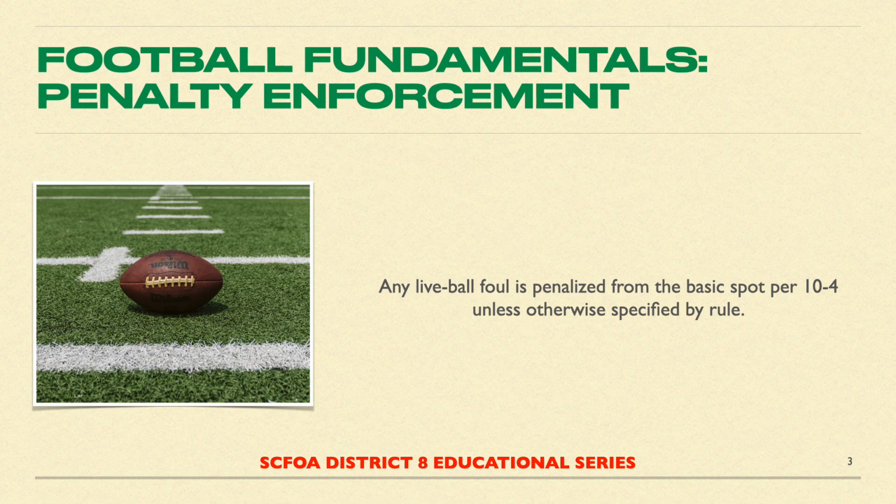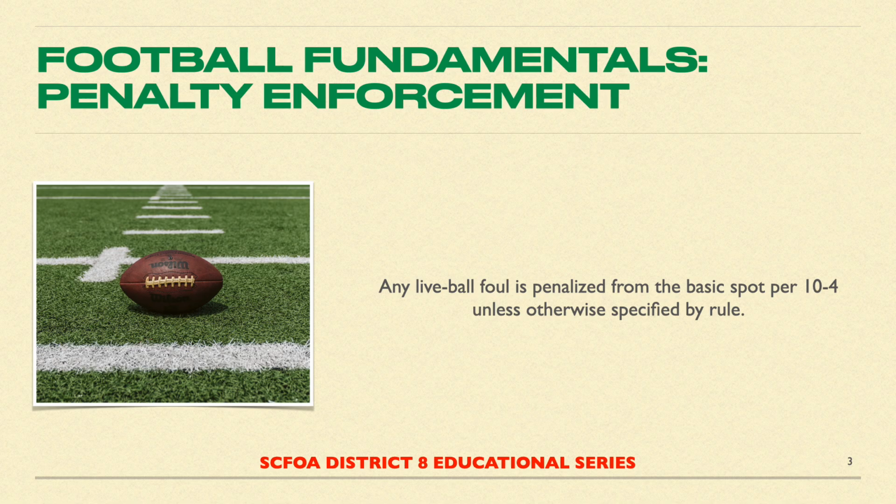Basic spots are either the previous spot, the spot where the kick ends, the actual spot of the foul, the succeeding spot, the 20-yard line, the goal line, or the end of the run or related run. While the basic spot is the reference point for penalty enforcement, there are times a penalty will not be enforced from there. When this happens, a special penalty enforcement spot is used.